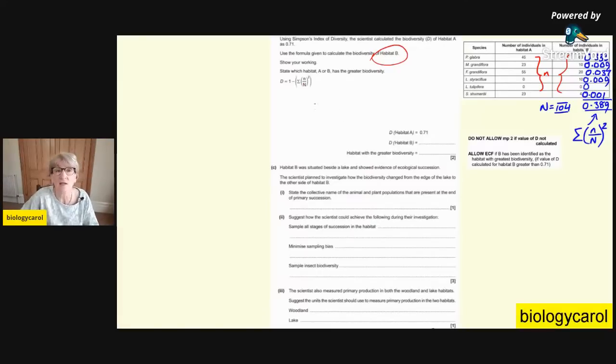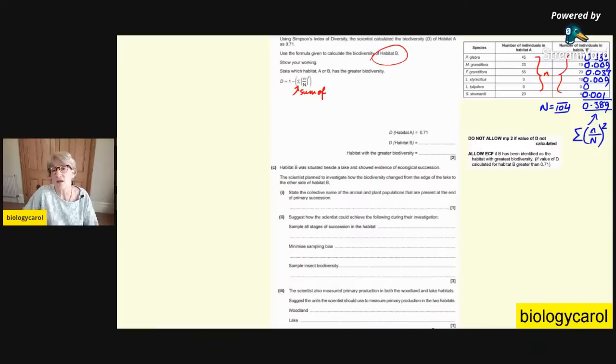Oh, and here's another little hint. If you have a horrible formula like this with loads of brackets and squares and all the rest of it, start in the middle and work out. If you can suss out what little n over big N is, then you can square it. Then this means the sum of. And then if you've summed it all up, you're then taking that sum away from 1. So there's my other little tip: start from the innards and work out.